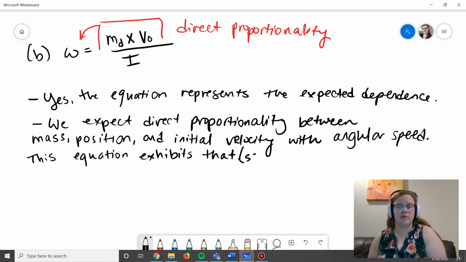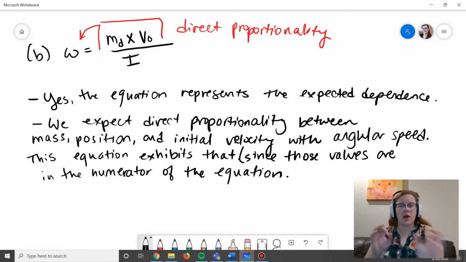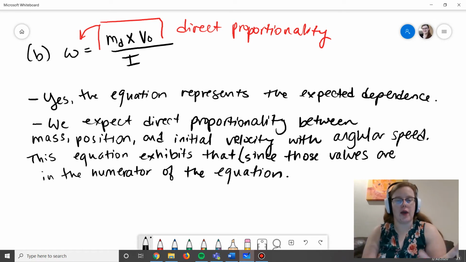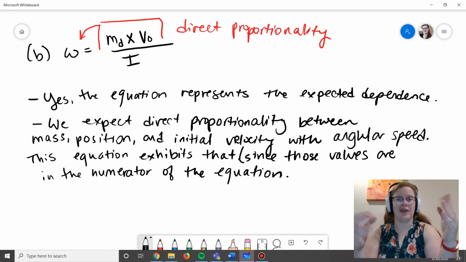Since the values are in the numerator of the equation. Okay? So again, don't worry about what the actual variables are, okay? Take a variable, and if it's directly proportional, you know that, yes, this is what we expect, right? Like you expect angular velocity, or your angular speed, to increase if you increase the mass of the disk.